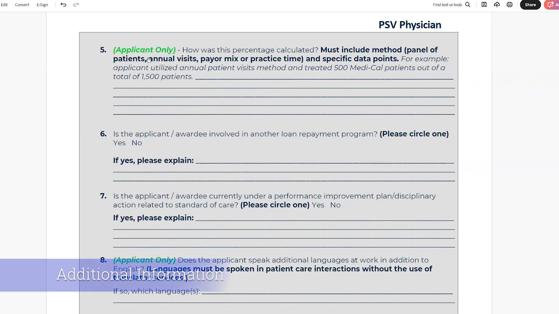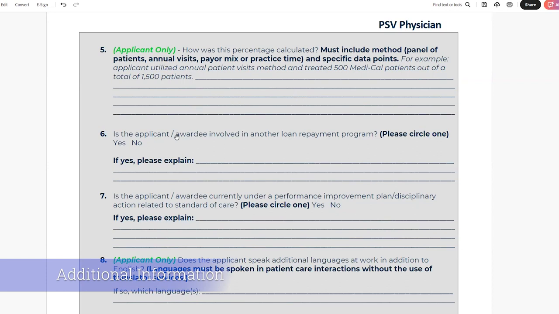Question 5 is for applicants only and asks how the percentage was calculated for the caseload. So for example, you may have patient panel or payer mix, and the explanation must include specific data points as well. So for example, if your method is patient panel, then you may have 200 Medi-Cal patients out of 300 total patients. Those details need to be listed in the explanation here.